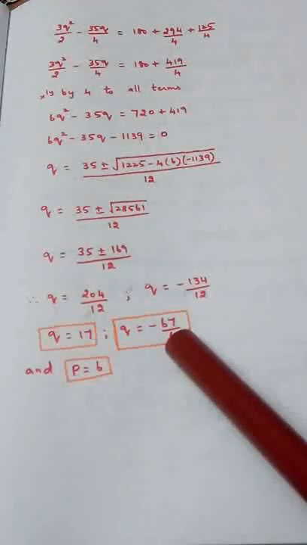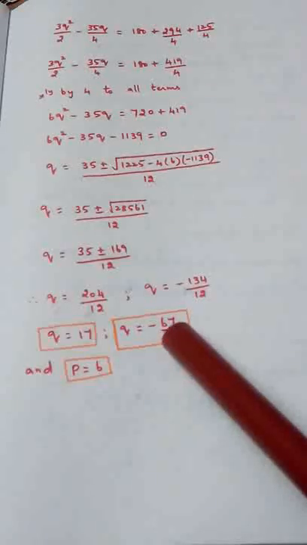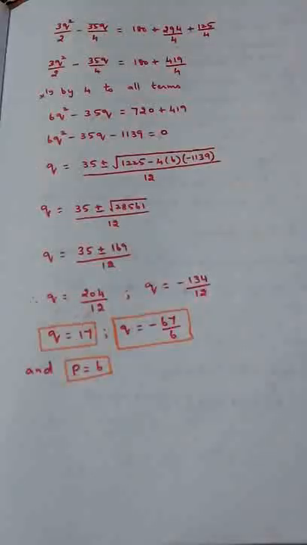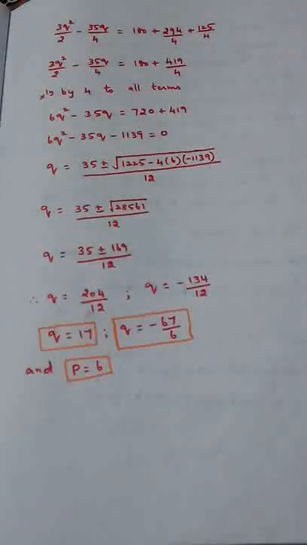So they have asked us to find p and q. For q we got two values and the p value is 6. These are all simple sums only. Simplifications you should work out. I have just written the simplifications. You just check whether it is correct or not by doing it yourself.